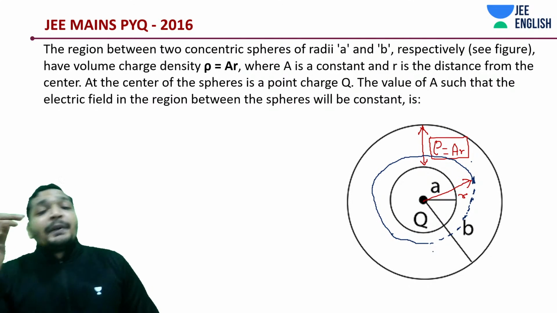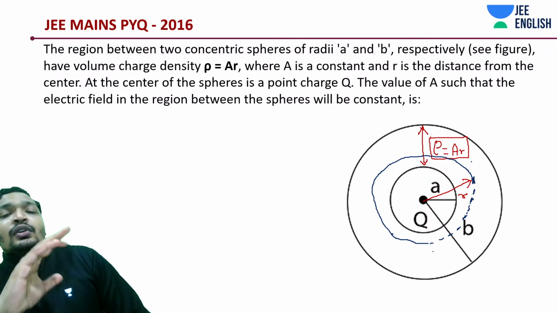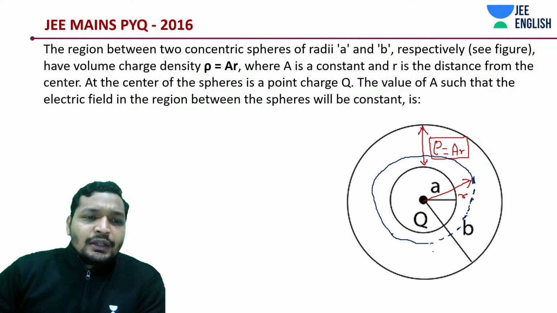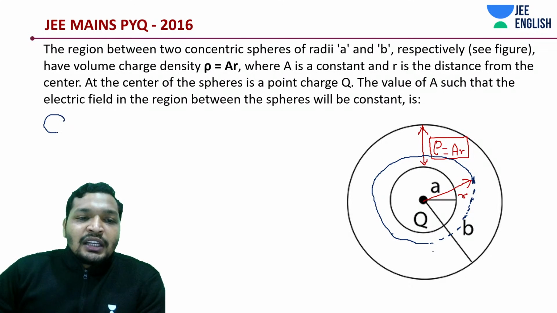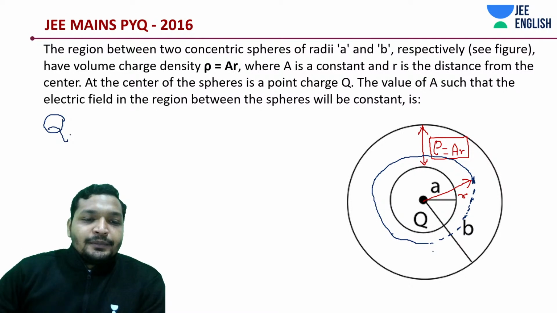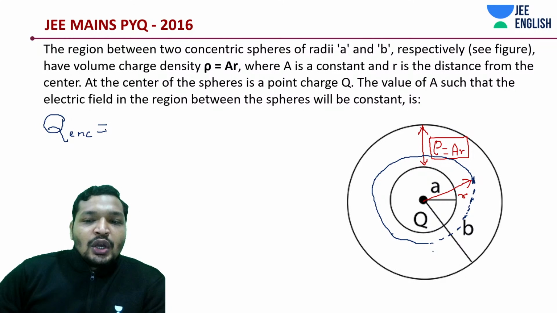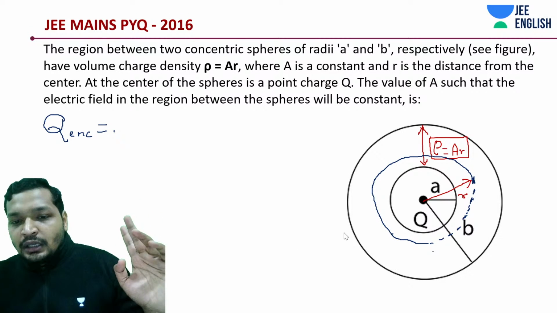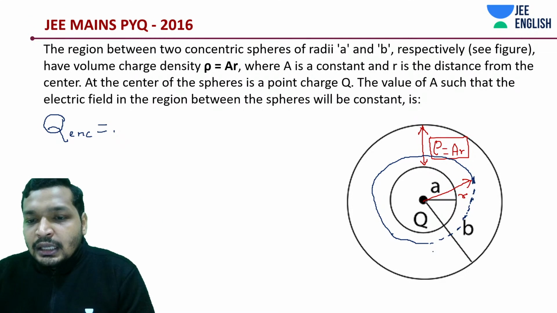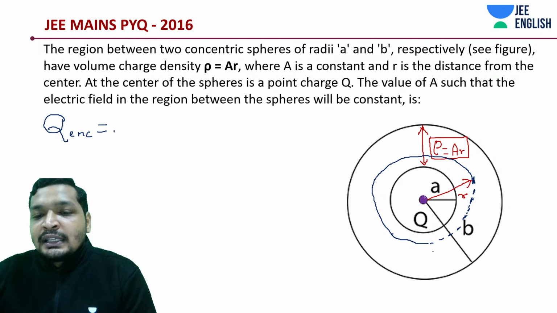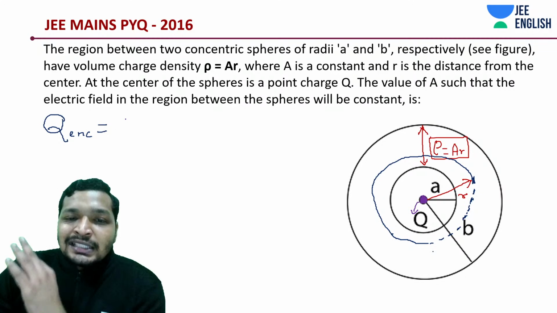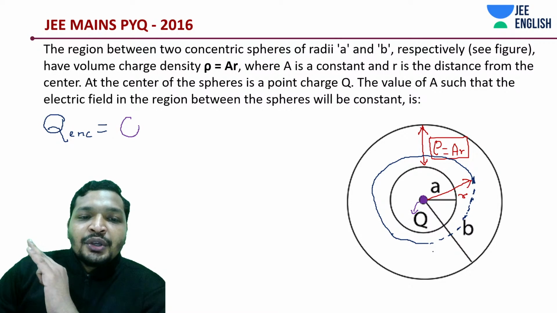If rho is dependent upon radial distance, what do we need to do? We need to integrate it for each shell. But let me get to this point. We need to calculate something known as charge enclosed. Let's understand this carefully. The primary thing: there is a Q charge at the center of this piece. So for your charge enclosed, you must be very careful to include this Q in it.